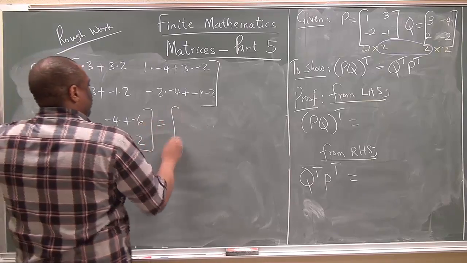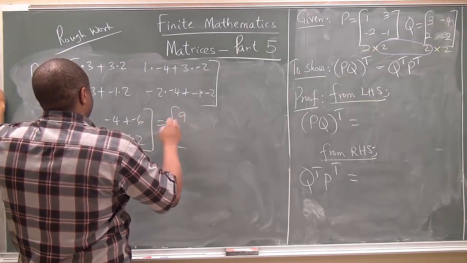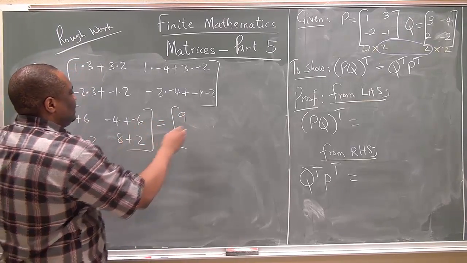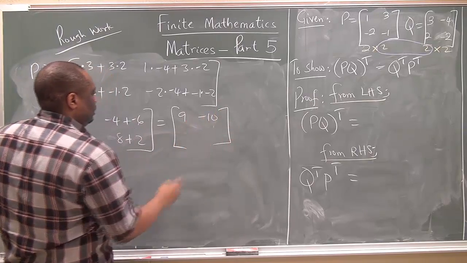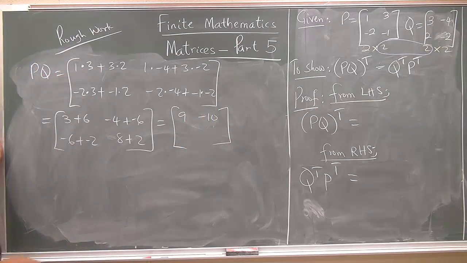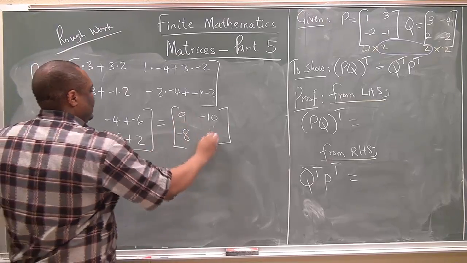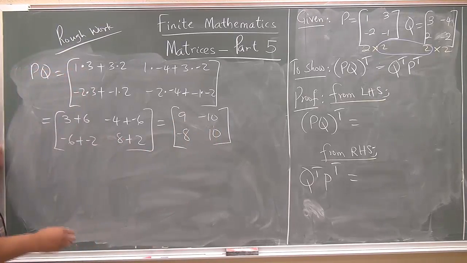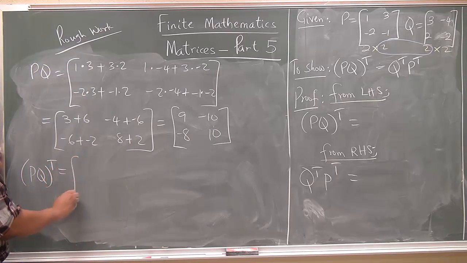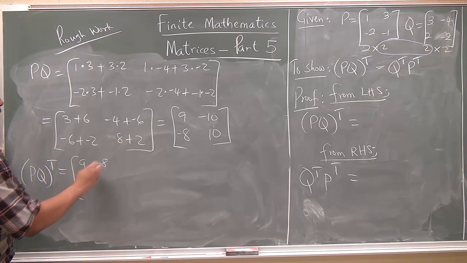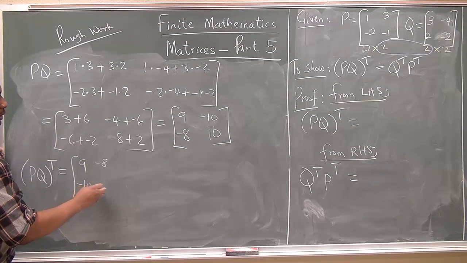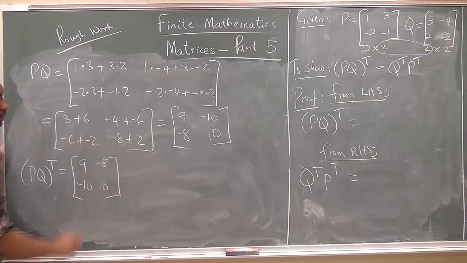So this is going to be what? 3 plus 6 is 9. Negative 4 minus 6 is minus 10. Negative 6 minus 2 is minus 8, and 8 plus 2 is 10. So PQ transpose will be 9, negative 8, negative 10, 10.